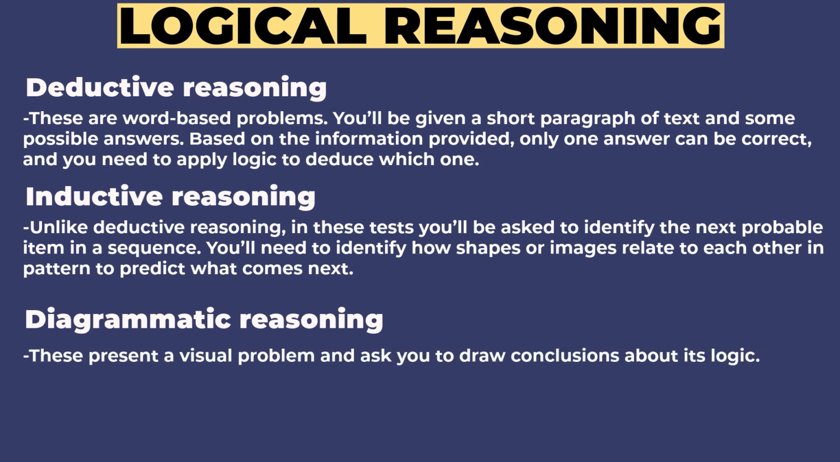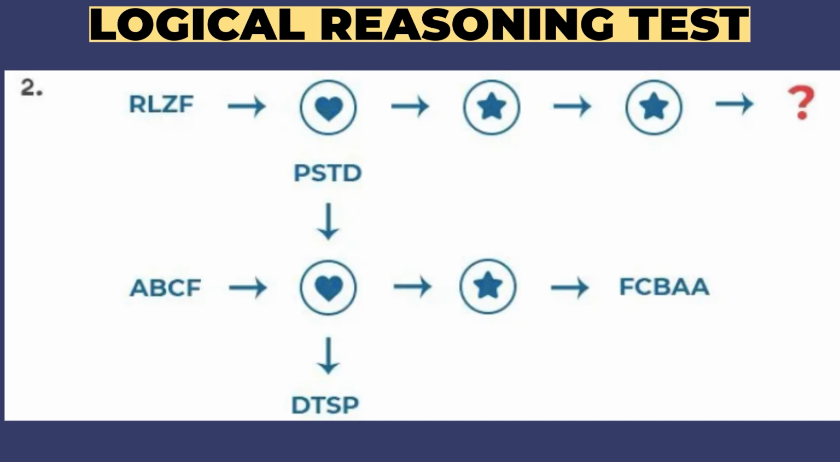Diagrammatic reasoning. These present a visual problem and ask you to draw conclusions about its logic. For example, you might be presented with a diagram with inputs and outputs and asked to determine which operator logically completes the process. Or you'll get the input and operator and have to determine the output, like the example below. Pause this video and come up with your answer.